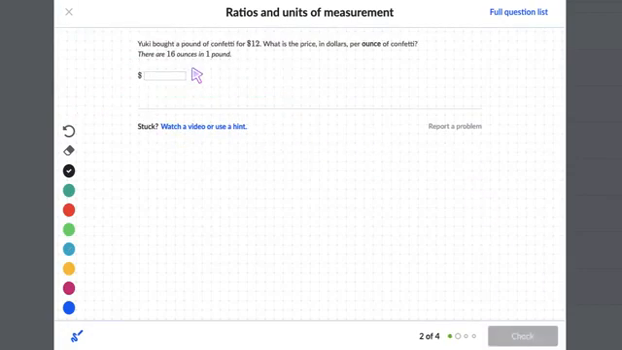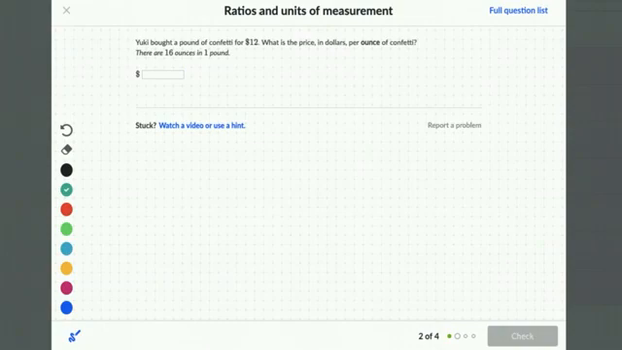Let's try one more problem. Yuki bought a pound of confetti for $12. What is the price in dollars per ounce of confetti? Remember that there are 16 ounces in 1 pound, and Yuki bought 1 pound for $12. They want to know what's the price in dollars per ounce now. So go ahead and pause the video and see if you can solve it on your own. Yuki has bought a pound of confetti for $12. We need to figure out how much it costs per ounce of confetti.